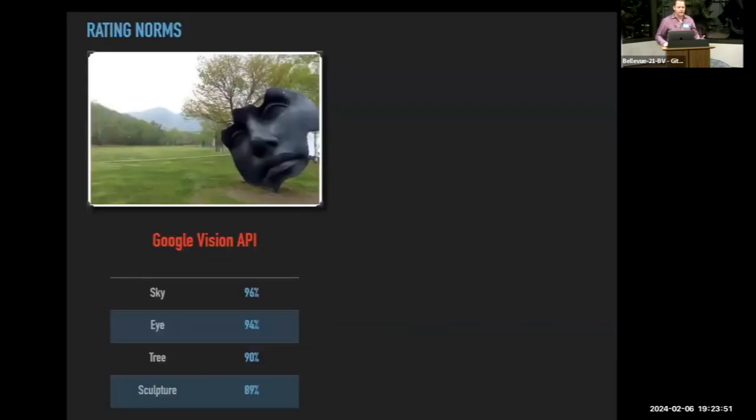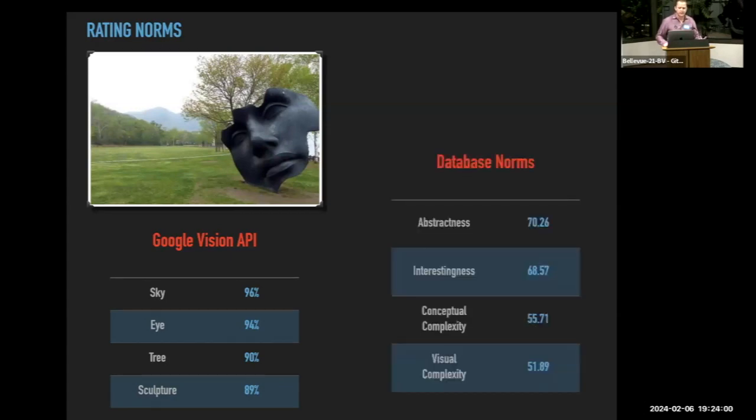So now what this allows us to do, if we take the same example of an image in our database, we have perhaps labels we can get from a classifier, but now we actually have things about the meanings, right? Its level of abstraction. Is it interesting or not? Does it evoke a sense of conceptual complexity, et cetera?